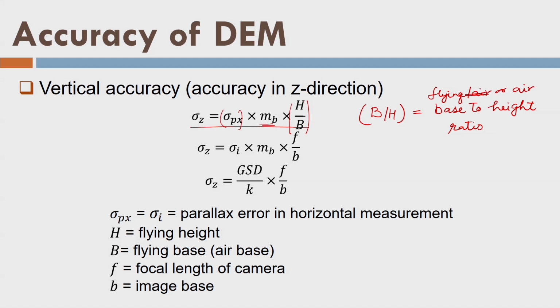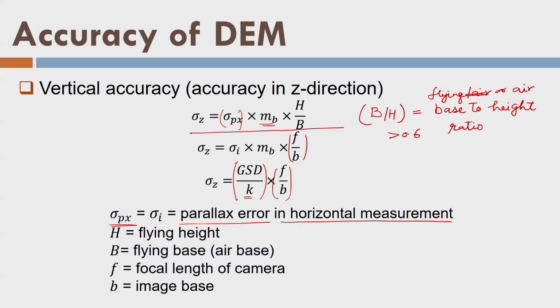It is the inverse of the base to height ratio. In general, the base to height ratio is recommended to be more than 0.6. So if you put it here, this factor is going to be more than 1, h by b. Now I can replace h by b by f by b, focal length to image base, and then I can still write sigma z is equal to GSD times k factor, which could be 0.1, could be 2, times sigma px, the parallax error in the horizontal measurement, that is vertical accuracy.